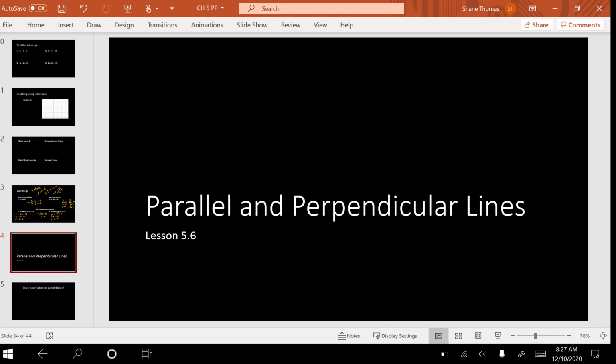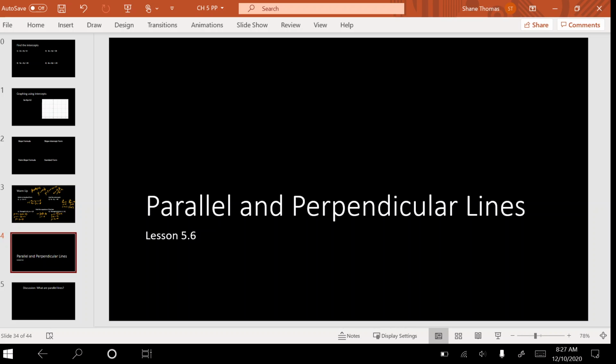Okay, here's today's lesson. Parallel and perpendicular lines. This should make you feel a little bit like elementary school. Okay, parallel and perpendicular lines.